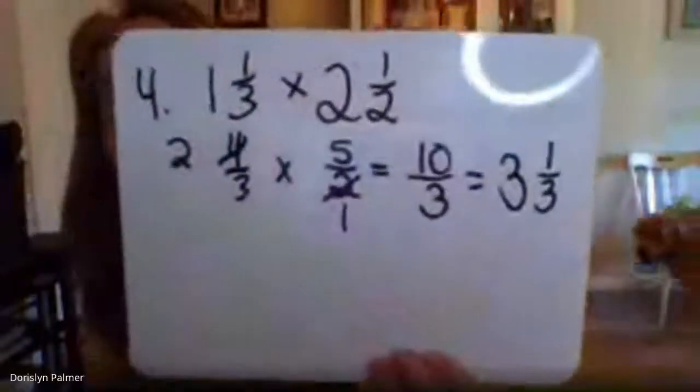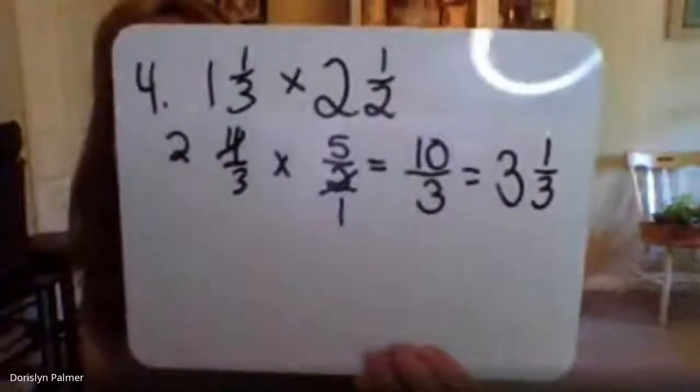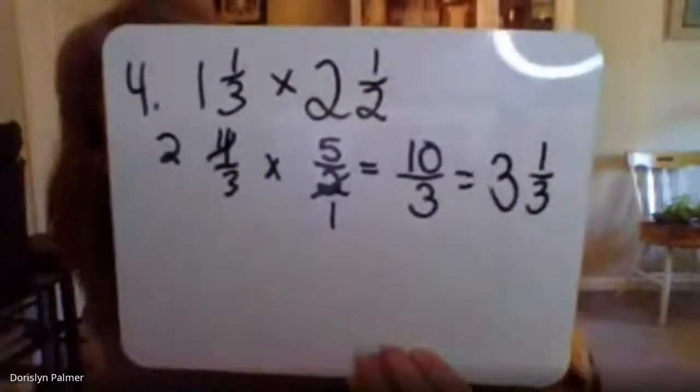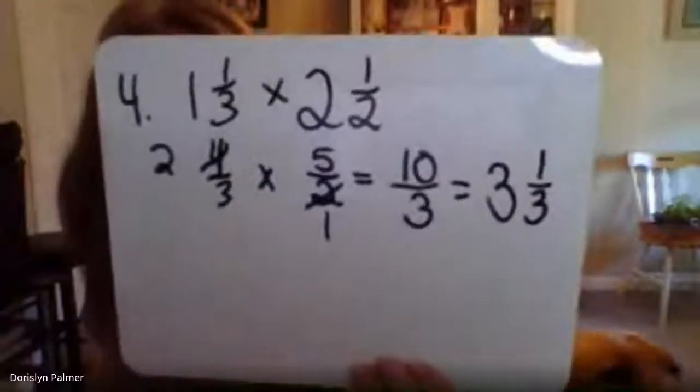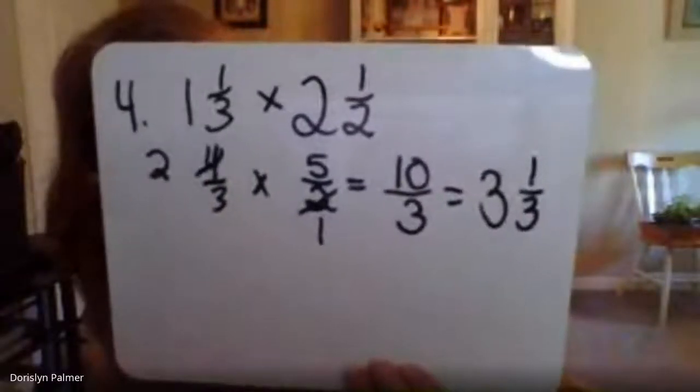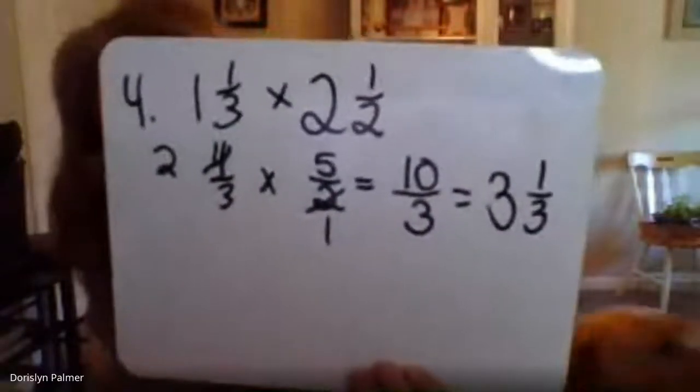Okay. So when you're multiplying mixed numbers, first turn them both into improper fractions, and then you just multiply like you've been doing for the other sections. And then you have to turn it back to a mixed number. Could you show us one more for number 5? Yeah. Let's look at number 5 together.